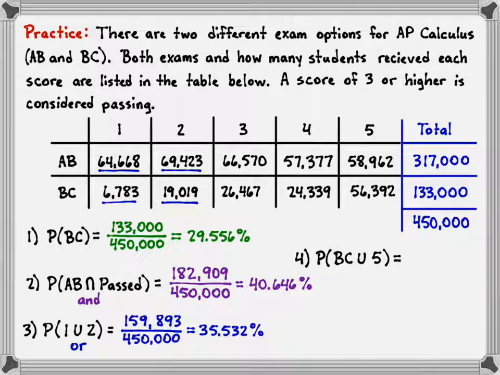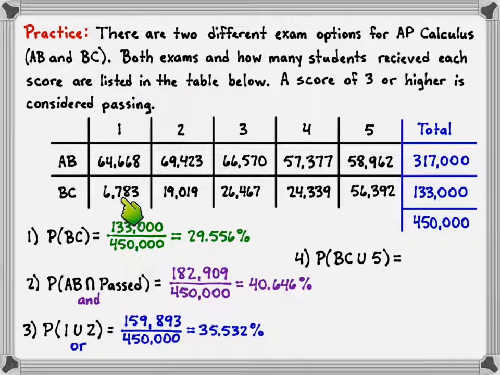All right, for number 4, it says, what's the probability of a student being in BC or getting a 5? So again, is this group of students BC or a 5? No. Is this student BC or a 5? No. This student, no. This student, no. Is this student BC or a 5? Yes, they're a 5. So they meet the requirement of BC or a 5. They wouldn't meet the requirement of BC and a 5, but they do meet the requirement for BC or a 5. Okay, then we have this group.